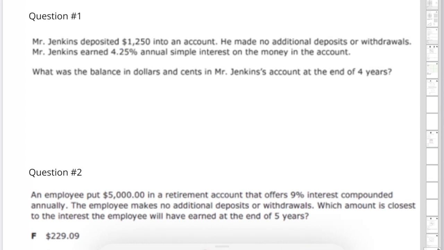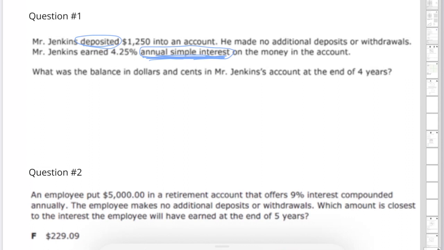The first keyword that jumped out to me was annual simple interest, and this one is extremely important because this allows us to know which formula we're going to use in order to solve this problem. So this one is extremely important for us to pay attention to, annual simple interest. The next important keyword I notice is deposited.